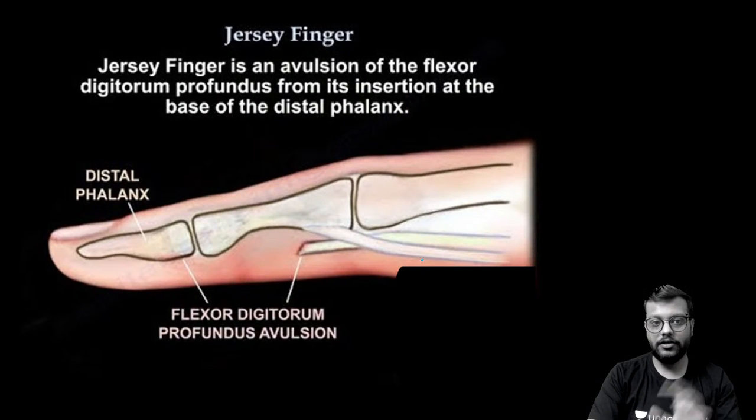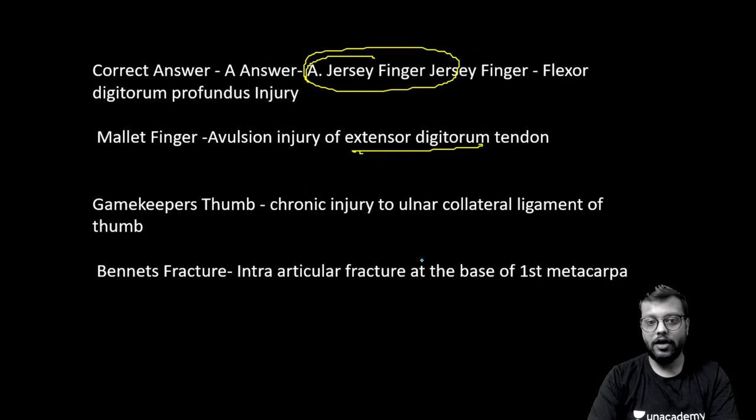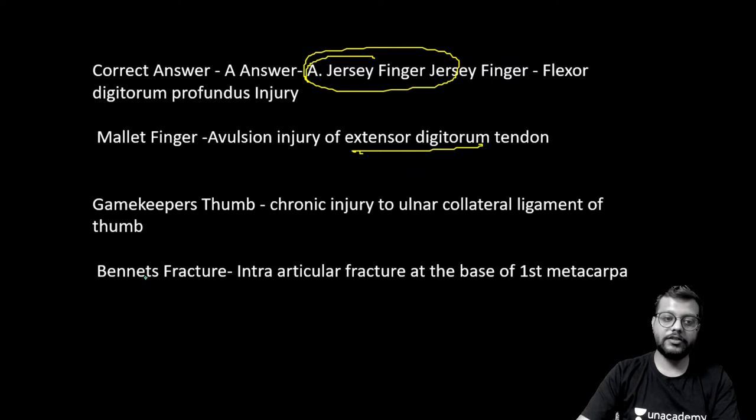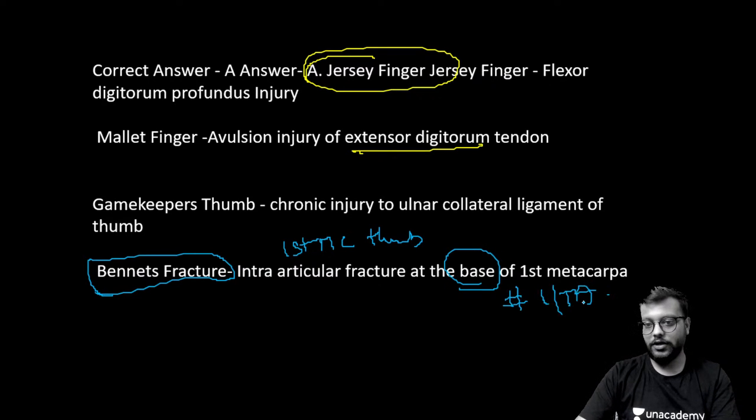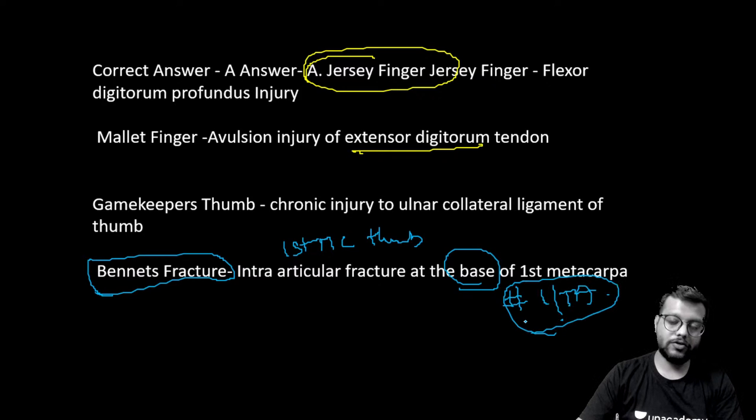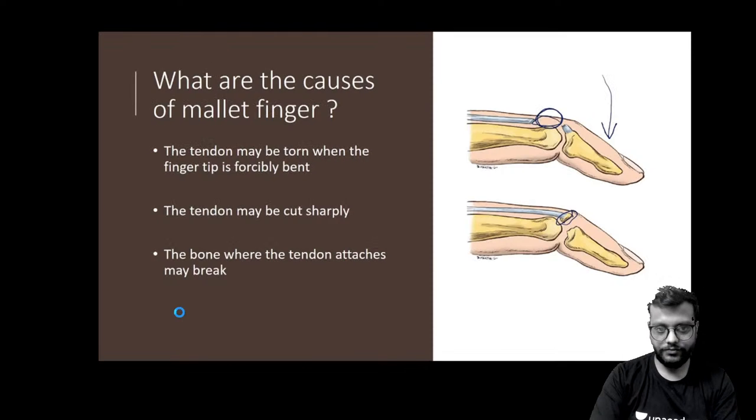Okay, we have discussed the Jersey finger, and also there is Bennett's fracture. What happens in Bennett's fracture? A fracture occurs at the base of the first metacarpal, or the thumb's metacarpal, which is intra-articular. Okay, so this is called Bennett's fracture.